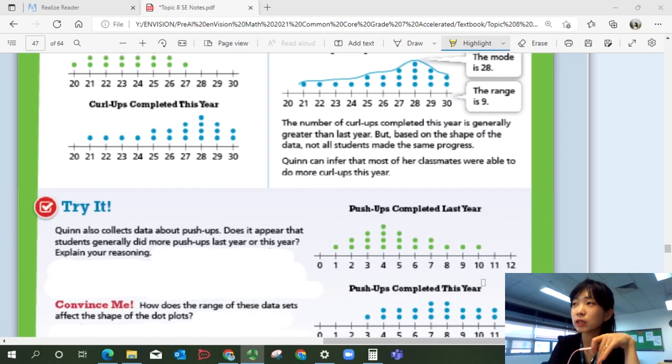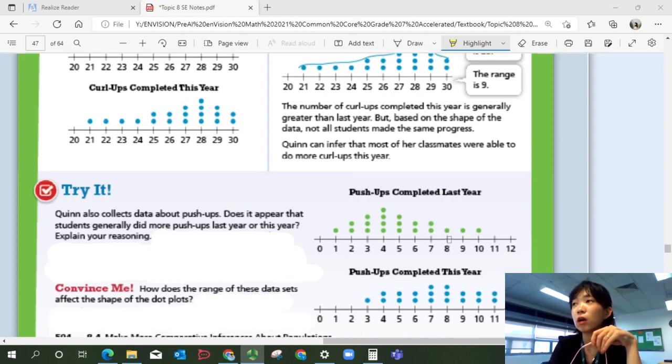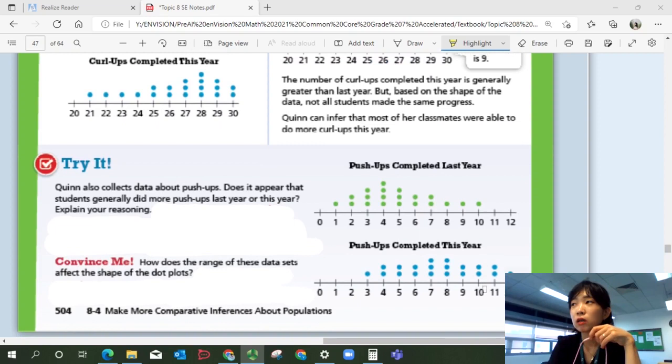Let's look at the try question. Quinn also collects data about push-ups. Does it appear that students generally did more push-ups last year or this year? Explain your reasoning. So see, and compare and contrast the dot plots between last year and this year. And see if you can also answer the convince me problem. How does the range of these data sets affect the shape of the dot plots? Pause the video, come back when you're ready for answers. Okay, are you ready?